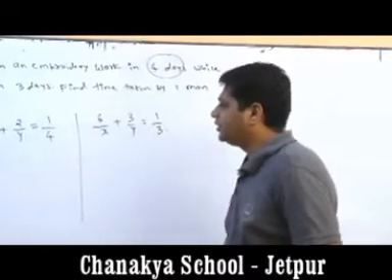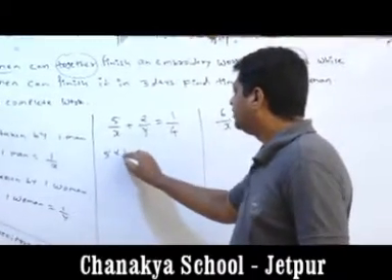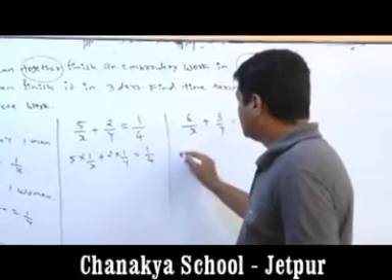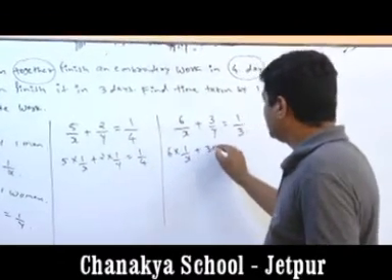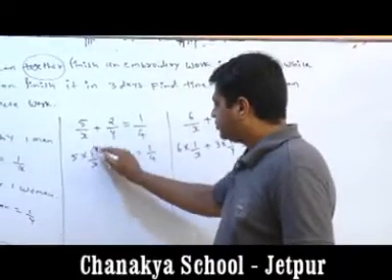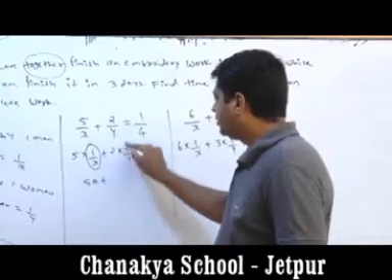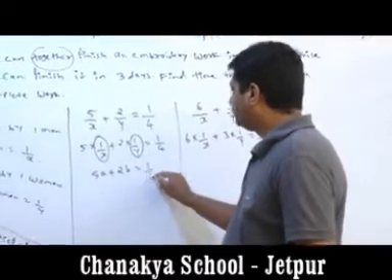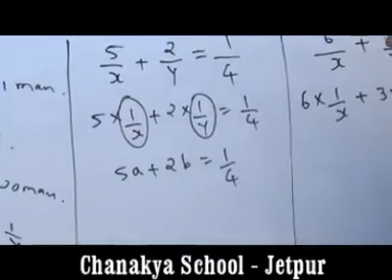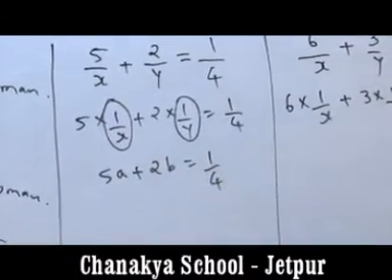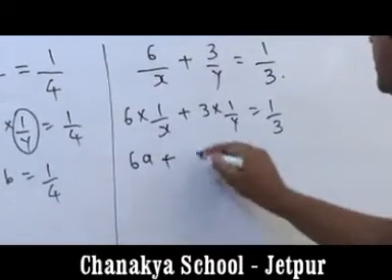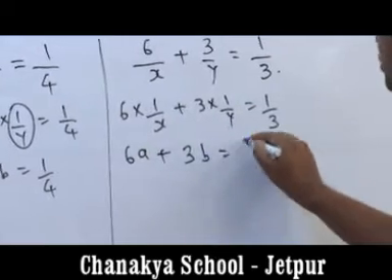Now simplifying it: 5 into 1 by x plus 2 into 1 by y equals 1 by 4. Here also, 6 into 1 by x plus 3 into 1 by y equals 1 by 3. Now supposing 1 by x as a and 1 by y as b, we get 5a plus 2b equals 1 by 4. In the next equation also, 6 into 1 by x, supposing it a, and 1 by y as b, we get 6a plus 3b equals 1 by 3.